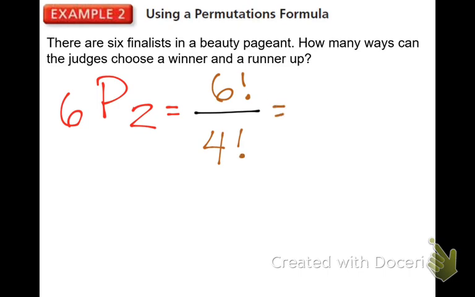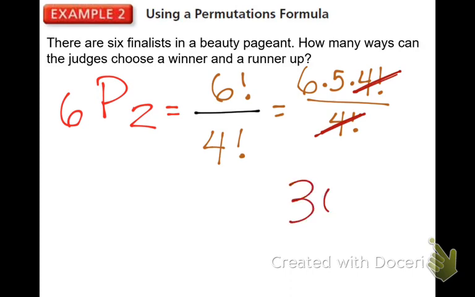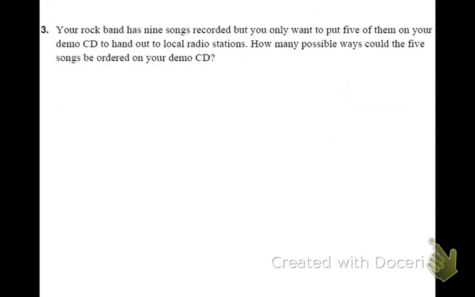So I'm doing some in my head. You can do some in your head, too. So 6 times 5 times 4 factorial over 4 factorial. Those cancel. So all we have left is 6 times 5. All right, we skip that. Next one, we're doing the last one.